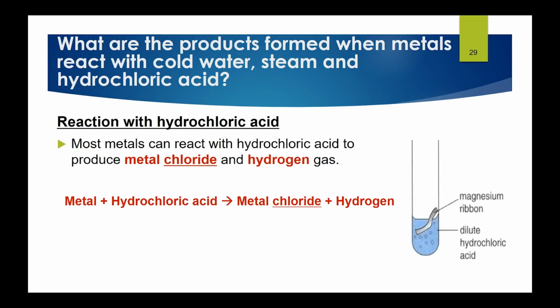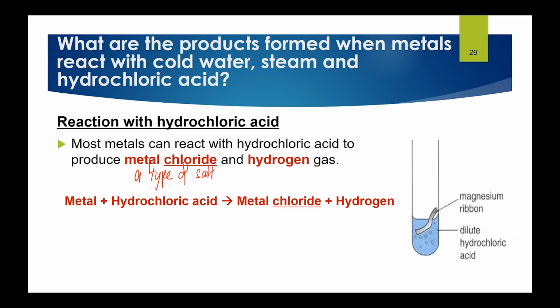Now, if you move on to the last type of reaction, which is the reaction with hydrochloric acid. Most of the metals can react with hydrochloric acid to produce a metal chloride, which is a type of salt, and hydrogen gas. And this is a reaction that you have seen before.